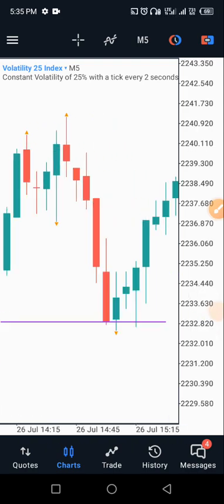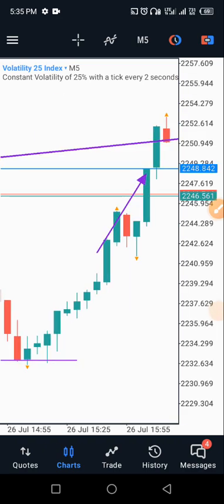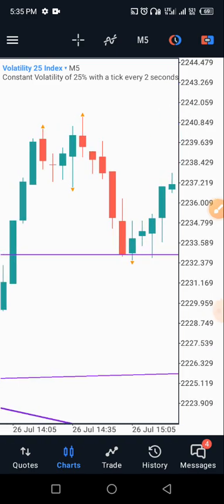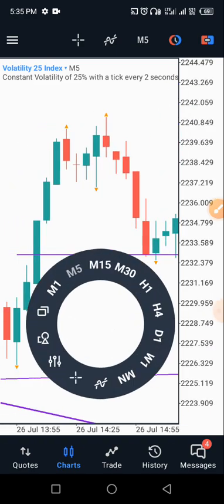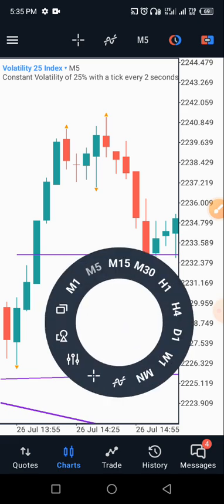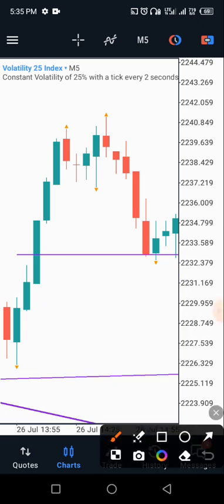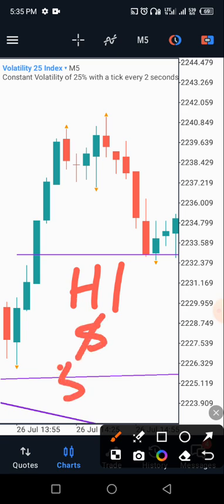So guys, now that we've been able to close our position, definitely let's see how we can make use of this powerful strategy. So first of all, we are going to go to the 1 hour time frame and then come to the 5 minutes time frame to take our entry.